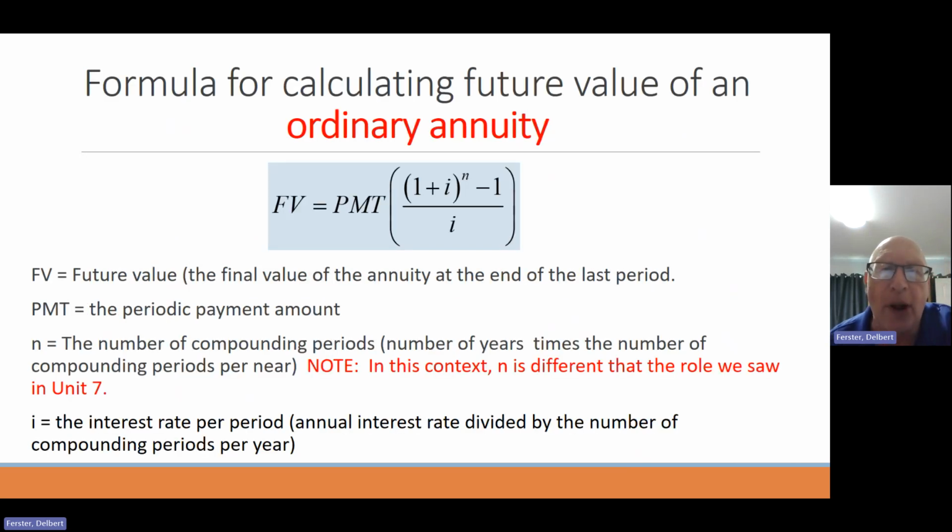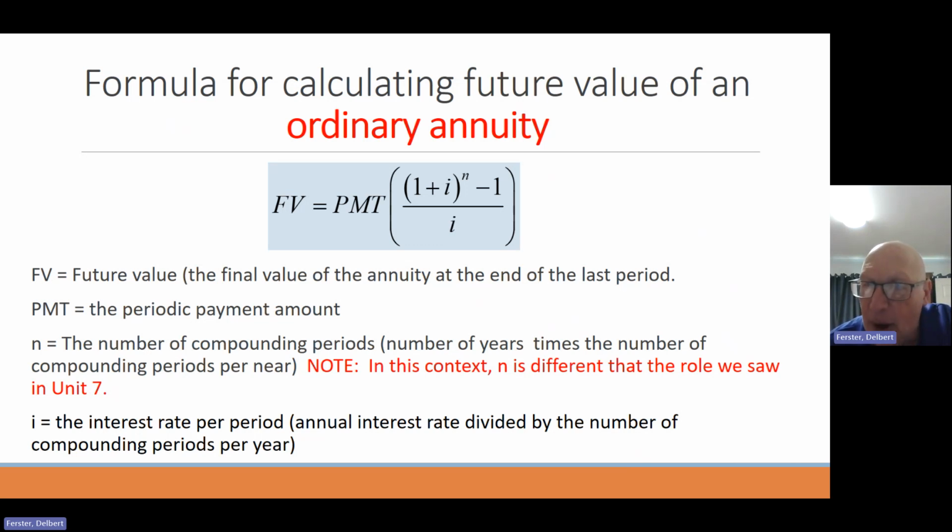So here is our formula for ordinary annuity. You notice up there in red, this formula is applicable when you read the problem and see the notion of ordinary annuity. All right, values for us to look at. Future value, what's it worth in the future? That will be at the end of the last period.